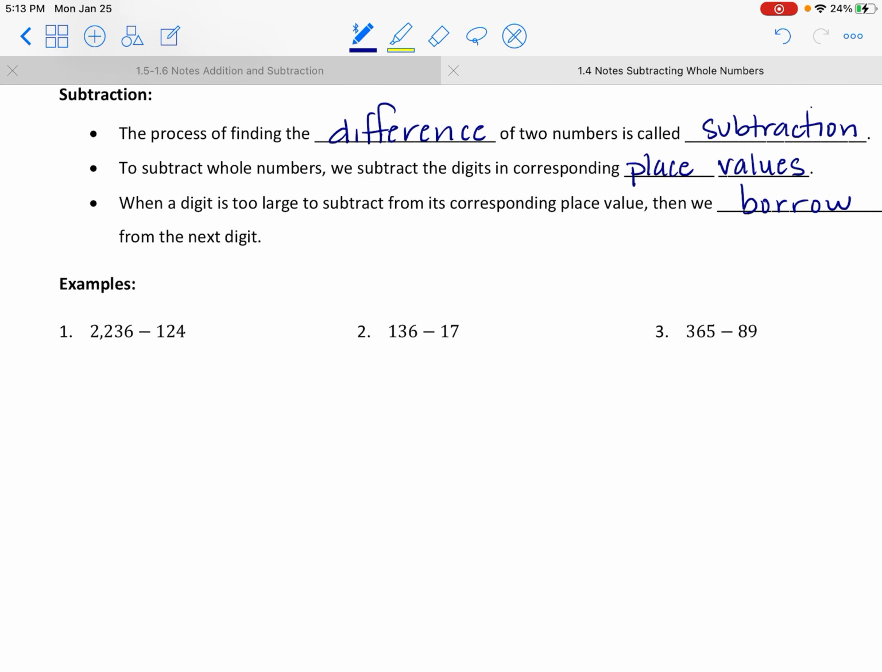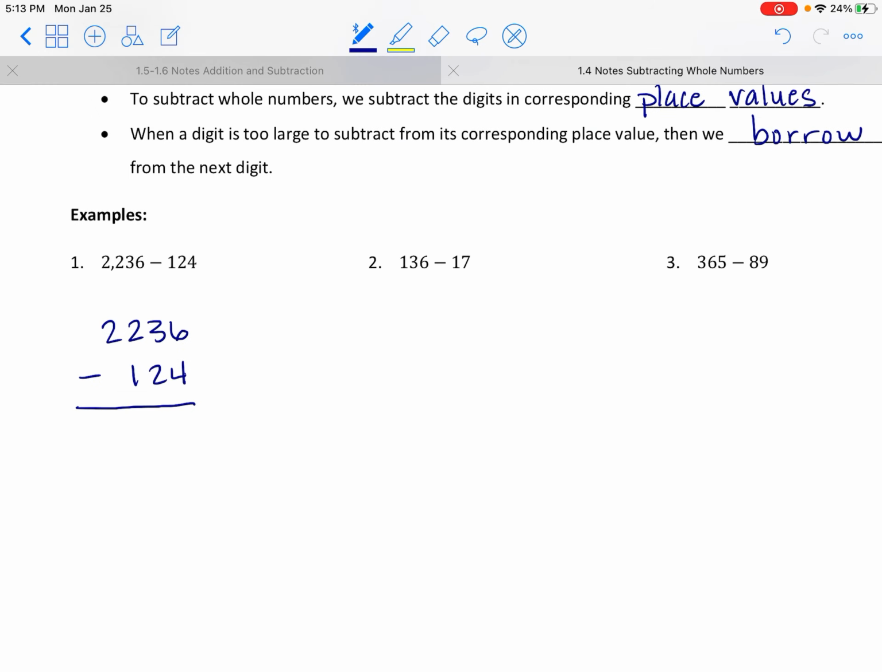Okay? So let's say, for example, we had 2,236 and we wanted to subtract 124. We're going to line up our place values and then try just subtracting. 6 minus the 4 is doable. I can take 4 from 6 and have 2 left over. And then the next place value, 3 minus 2. Again, I can do that. I can take 2 from 3 and have 1 left.